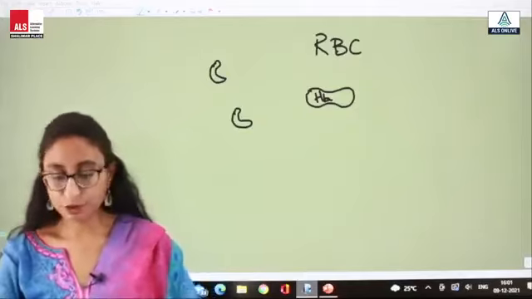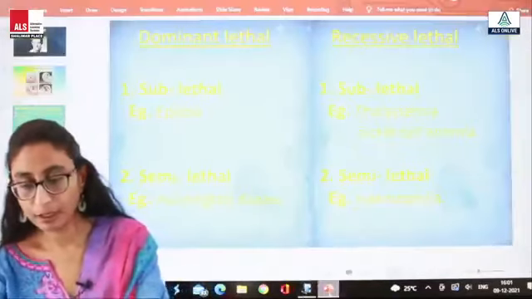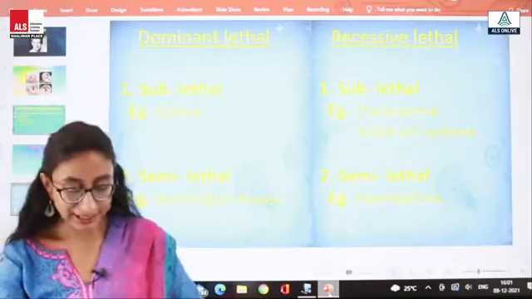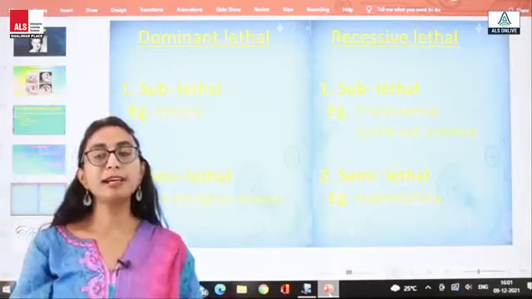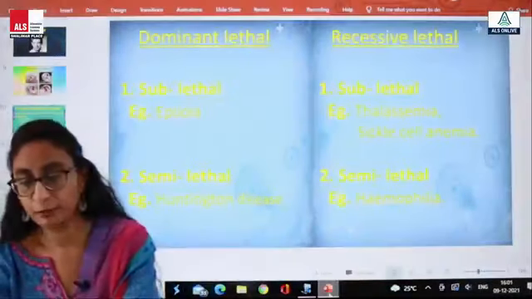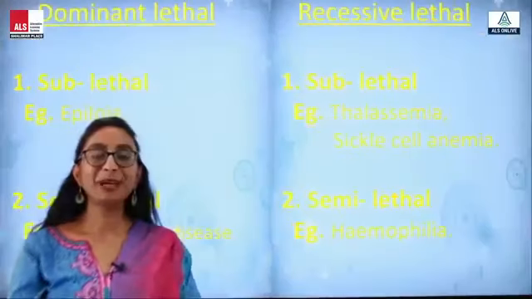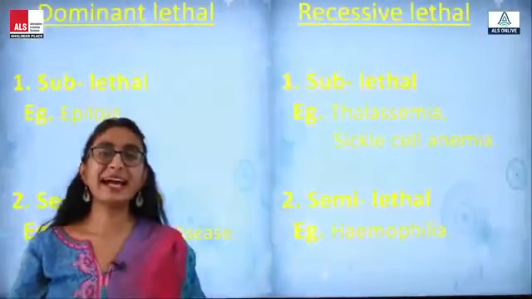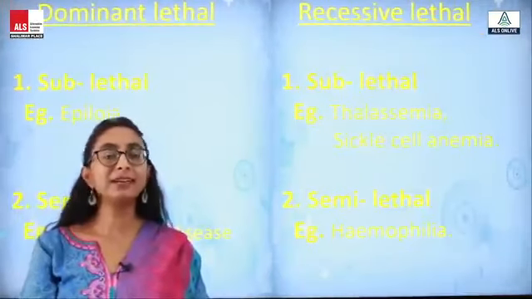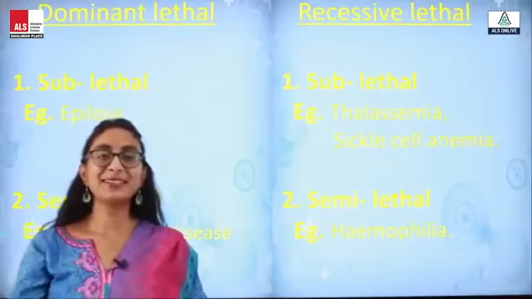Next, moving on to semi-lethal, that is hemophilia. Hemophilia is also called the royal disease, isn't it? Why? Because Queen Victoria had it, and from her it spread through all the royal families in the UK, London, and these regions. That is why it is called a royal disease.